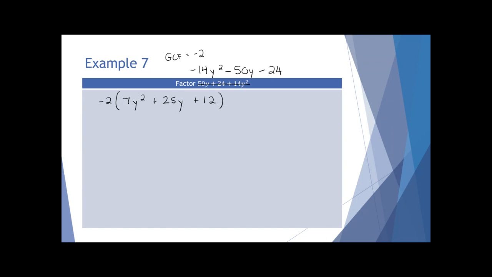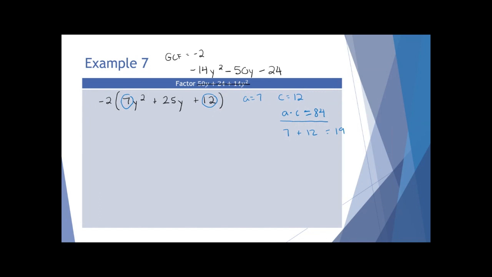So now with the AC method, I'm going to take the 7, so that's A, and then the 12, that is going to be C. So A times C would be 7 times 12, which is 84. And so now I'm looking for two numbers that multiply to 84, and because these are all positive, they also need to add to 25. So I'm going to just start with 7 and 12. So 7 and 12, that gives me 19.